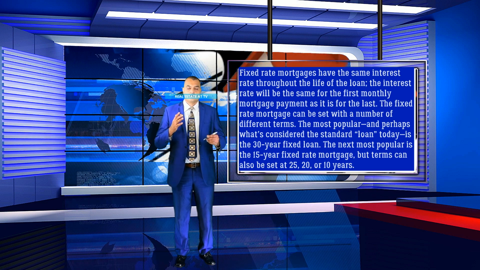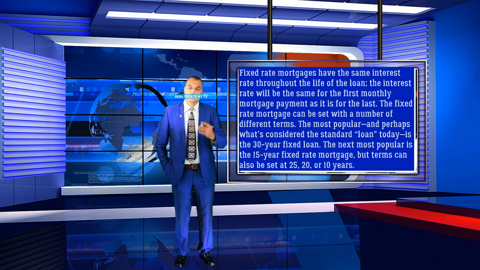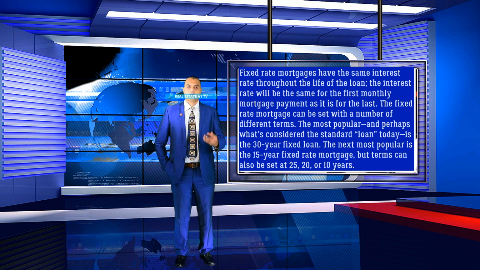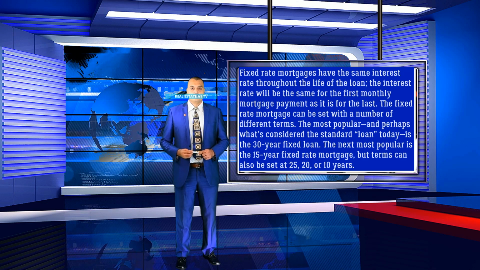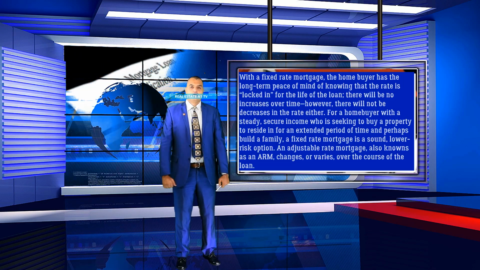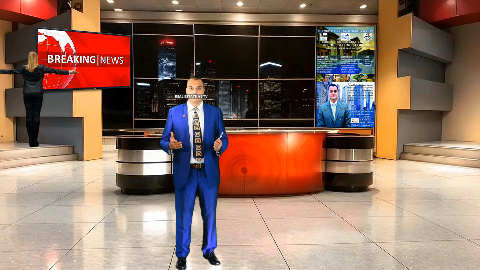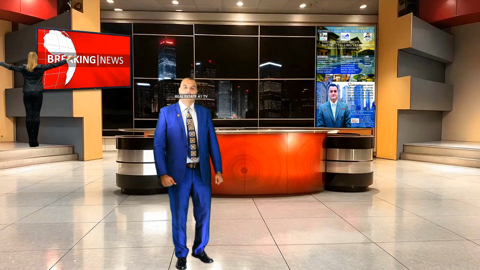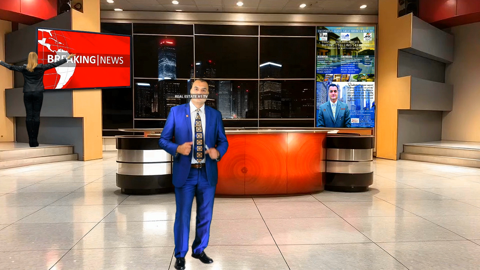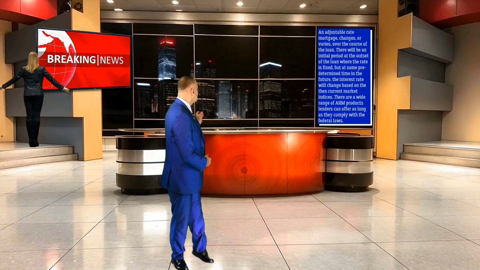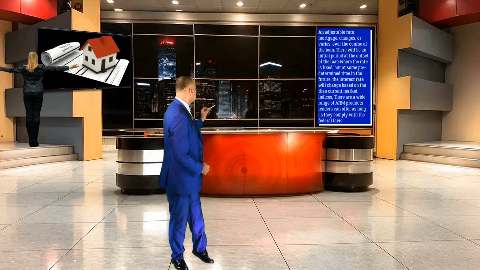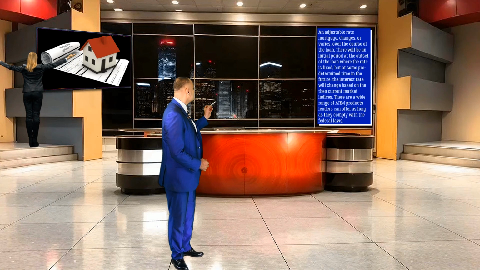The next most popular is the 15-year fixed-rate mortgage, but terms can also be set at 25, 20, or even 10 years. With a fixed-rate mortgage, the home buyer has the long-term peace of mind of knowing that the rate is locked in for the life of the loan. There will be no increases over time. However, there will not be decreases in the rate either. For a home buyer with a steady, secure income who is seeking to buy a property to reside in for an extended period of time and perhaps build a family, a fixed-rate mortgage is a sound, lower-risk option.